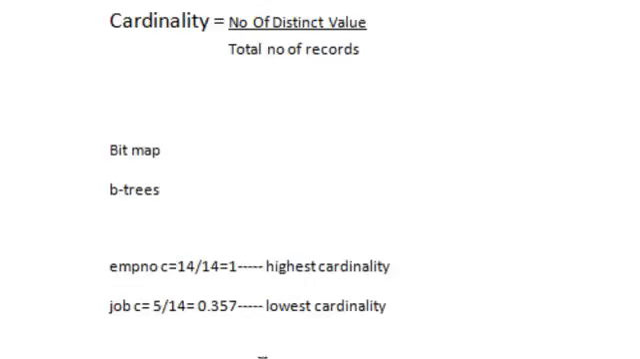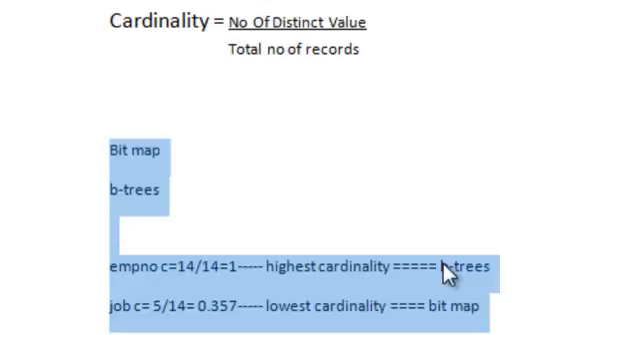So when to use bitmap and when to use bit trees? Whenever we know that it is having the highest cardinality, we need to use bit trees. Whenever the cardinality is below 1, that is, it comes in decimals or 0, then you need to use bitmap. I hope you people have understood what exactly is cardinality and when to use bitmap and bit trees.